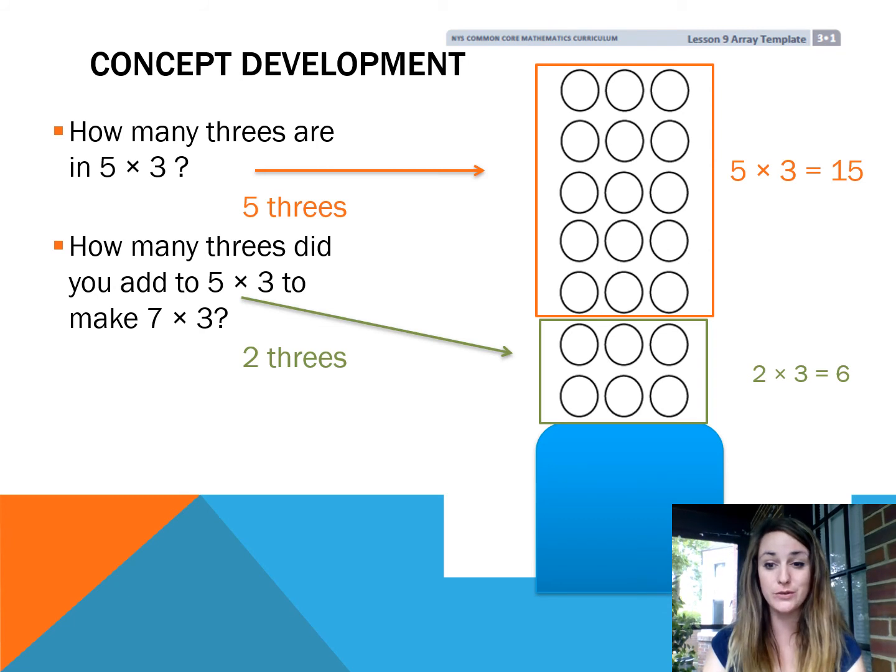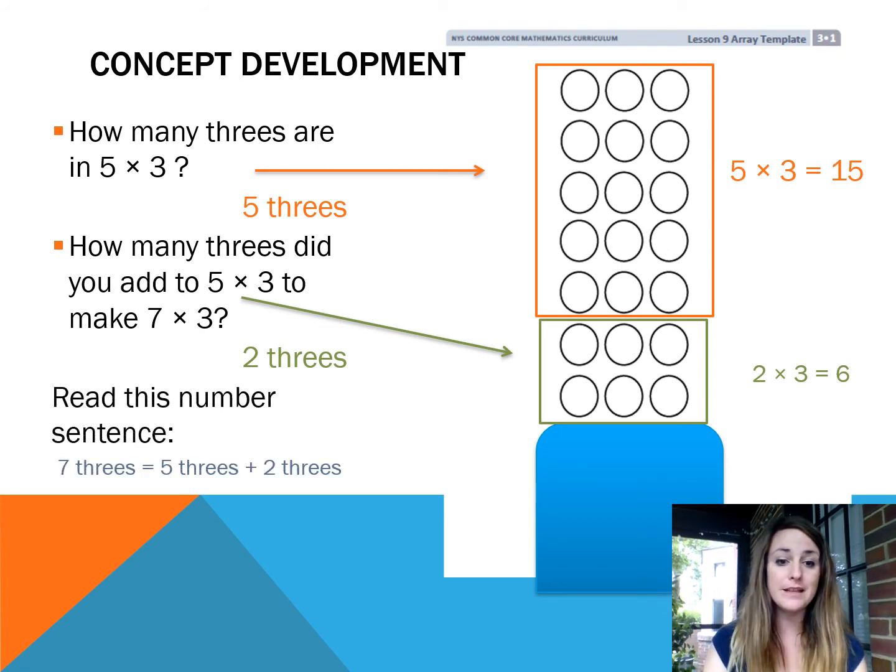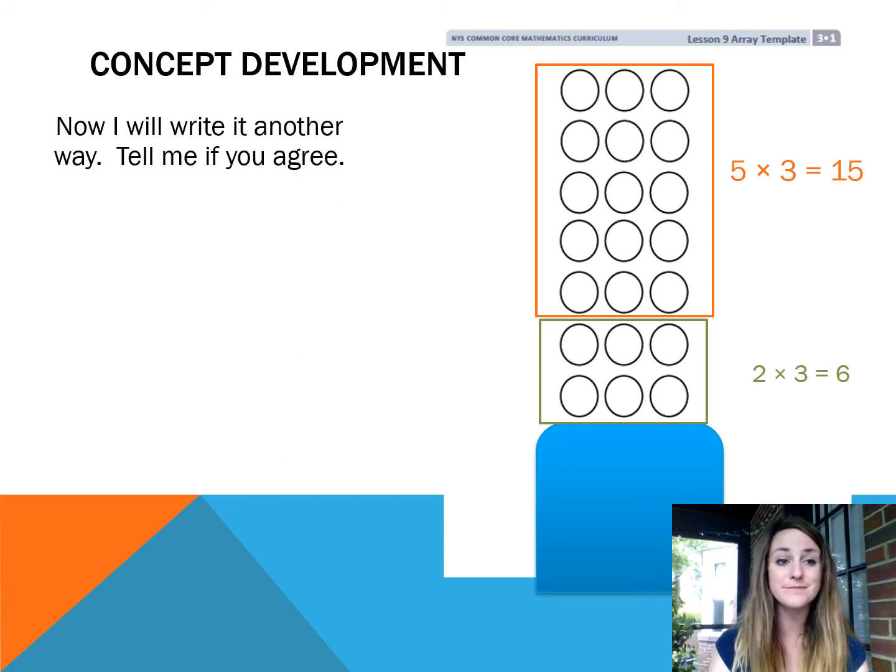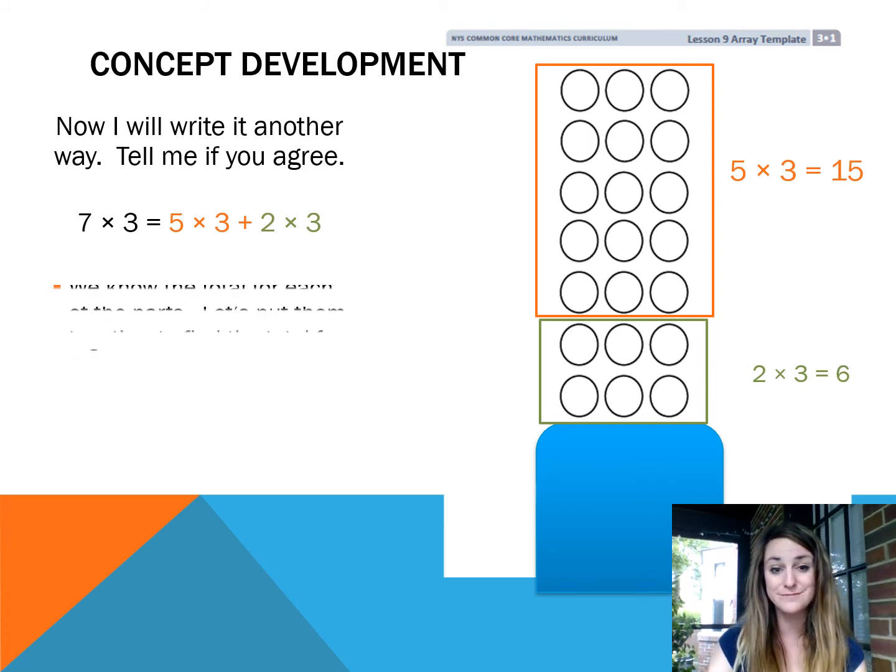We added 2 3s. So let's read this number sentence together. 7 3s is the same as 5 3s plus 2 3s. Now, I will write it another way. Tell me if you agree. 7 times 3 equals 5 times 3 plus 2 times 3.